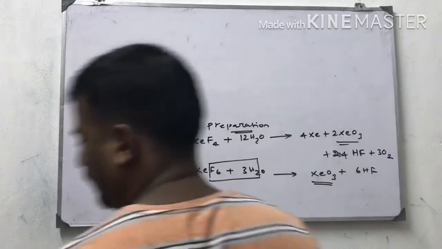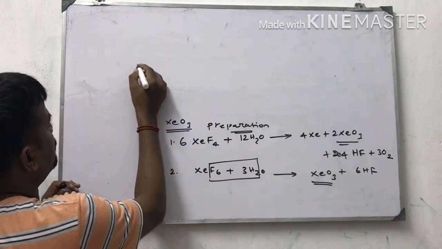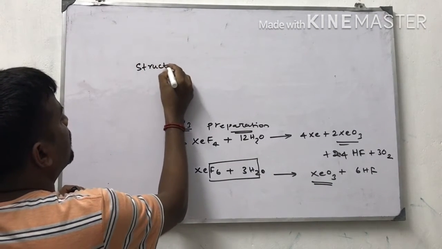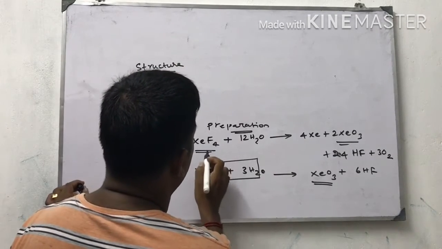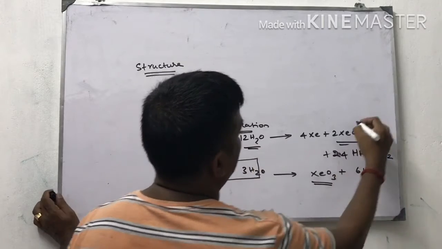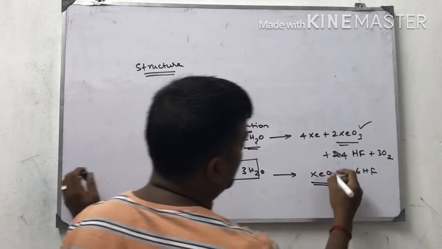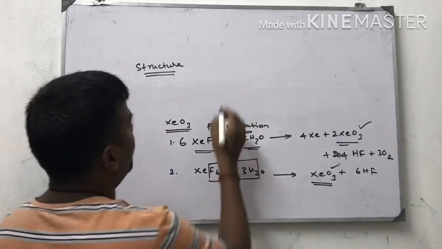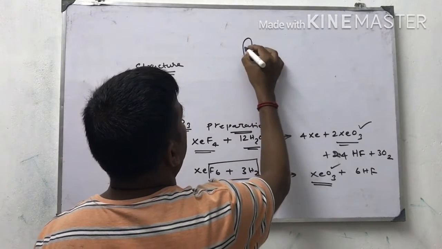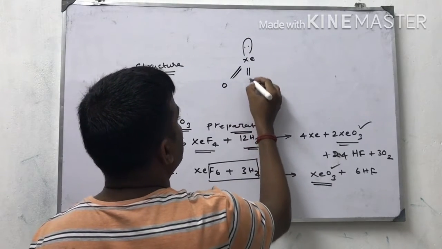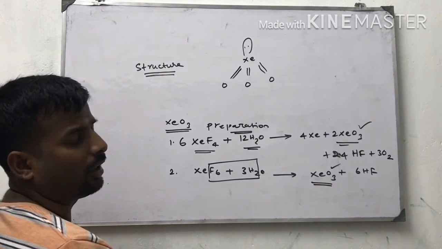Now I am going to tell about the structure of the xenon compound xenon trioxide. Preparation is over: xenon tetrafluoride reacts with water to give xenon trioxide, and xenon hexafluoride reacts with water to give xenon trioxide. Now I am going to draw the structure of xenon trioxide. This is the structure of xenon trioxide.